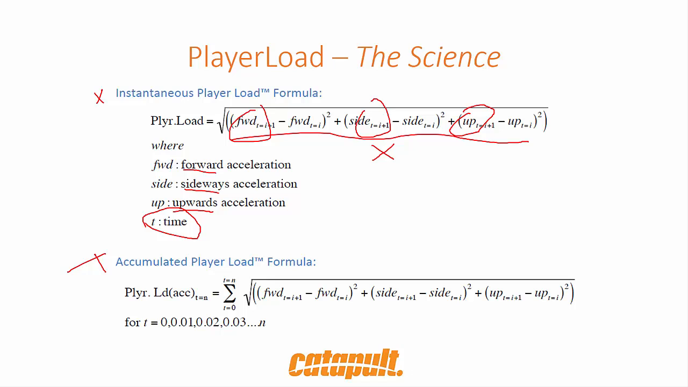And you'll notice here for time, since our unit is within 100 hertz, we're able to get 100 samples per second, essentially. So that gives us a very accurate representation of what that player load is going to be, because we are able to see small changes of accelerations.